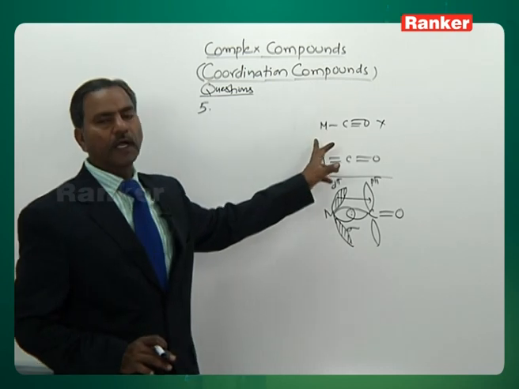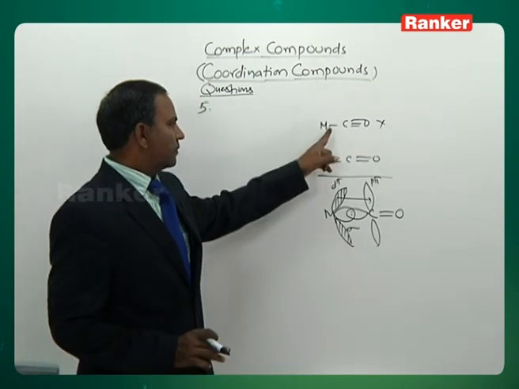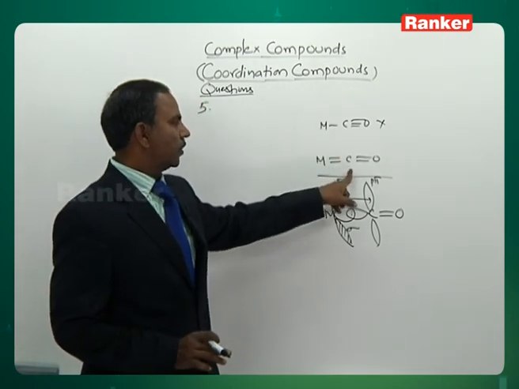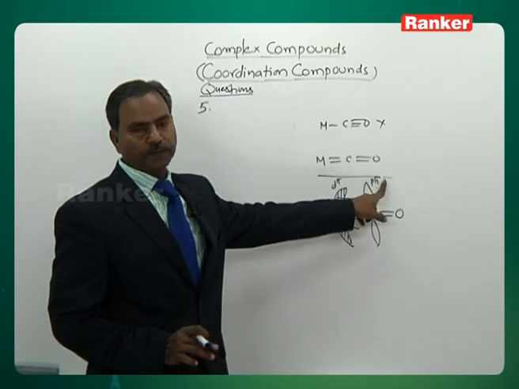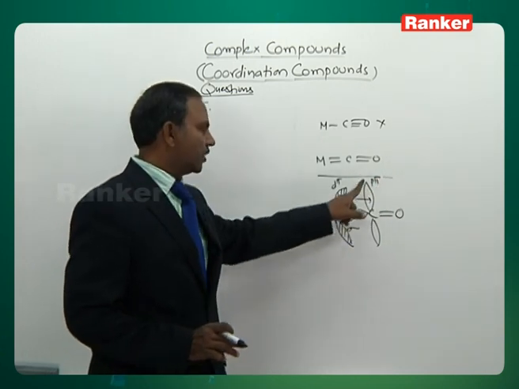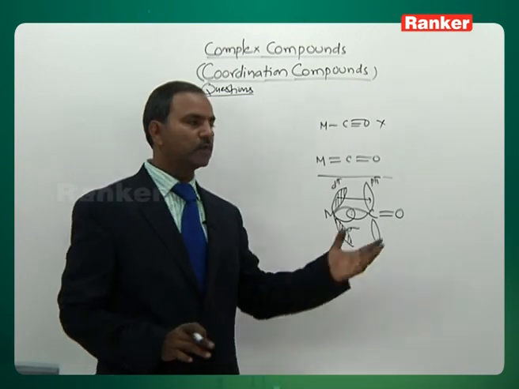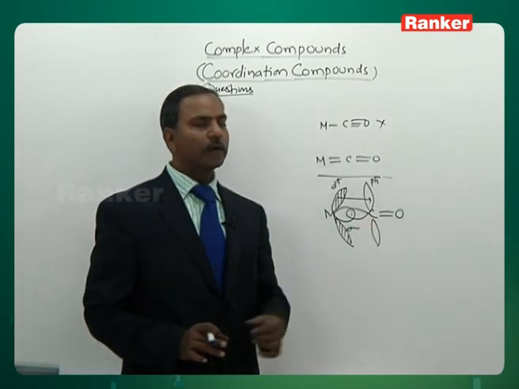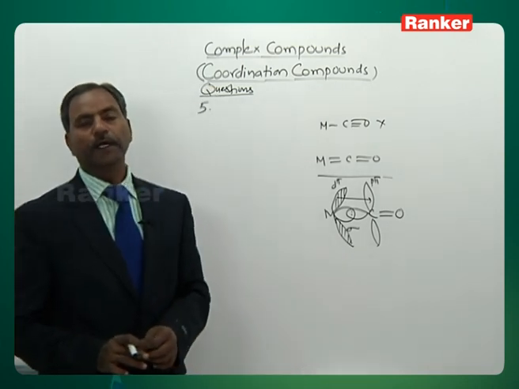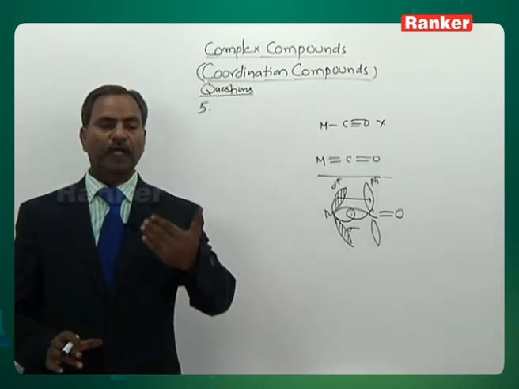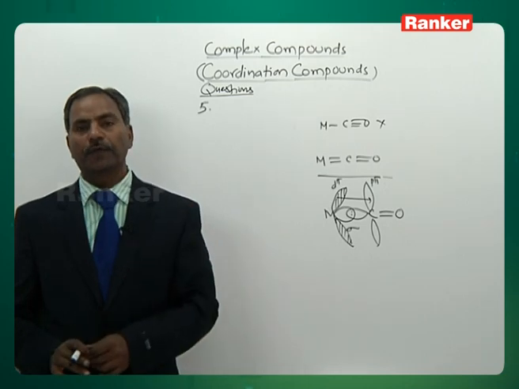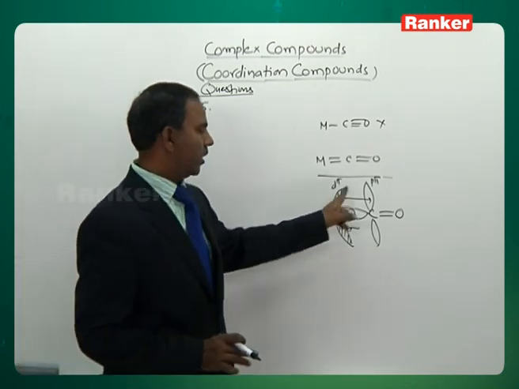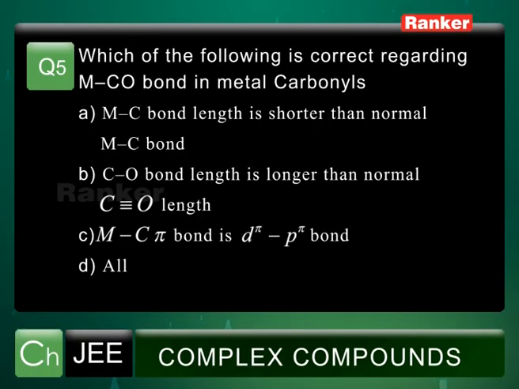So option A is given as the MC bond length becoming shorter and the CO bond length becoming longer. That is correct. Coming to B, the CO bond length is longer than the normal CO bond length. Yes, it is also correct. And this metal to carbon pi bond is what? The metal to carbon pi bond is d pi p pi. Yes, it is d pi p pi. So all are the answers here. The answer is D, all are correct answers.